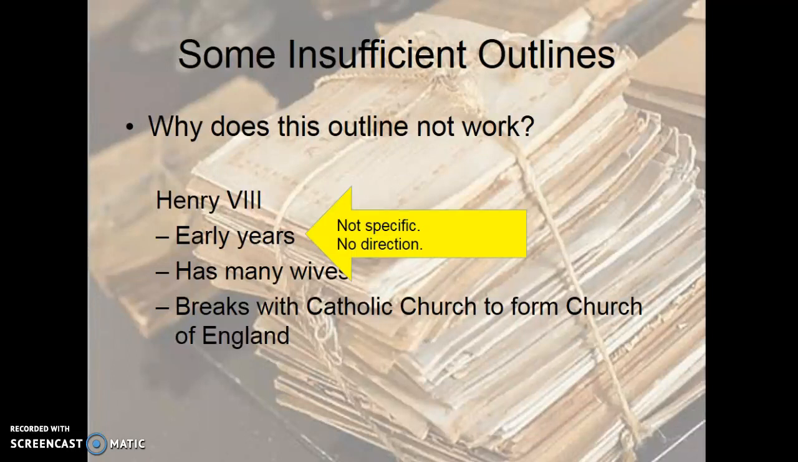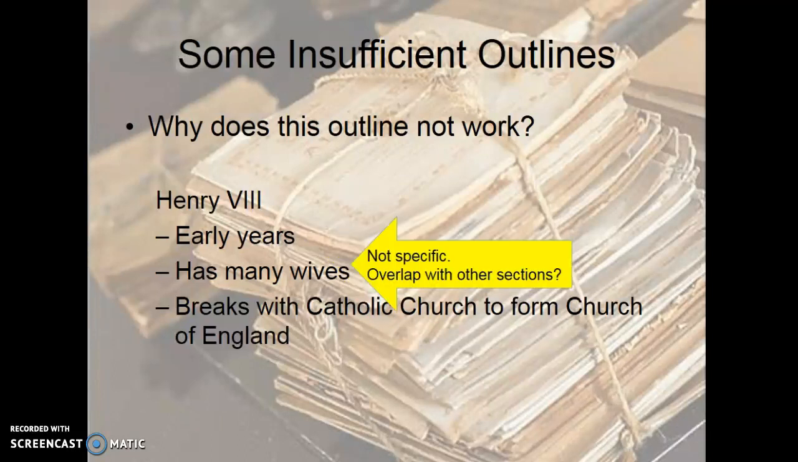So first of all, early years. Well, it's not specific at all. It doesn't give us direction. That's a huge topic, and we're not sure what we're going to cover, in large part because we don't have a thesis in this outline. What part of his early years are we going to cover? What are we going to focus on?